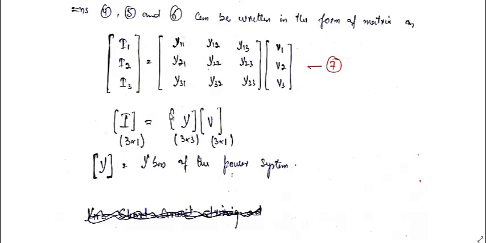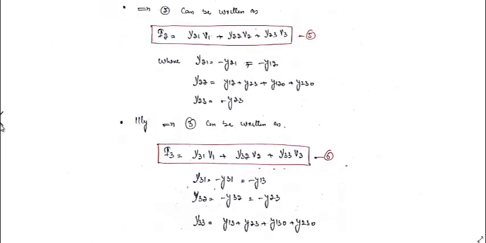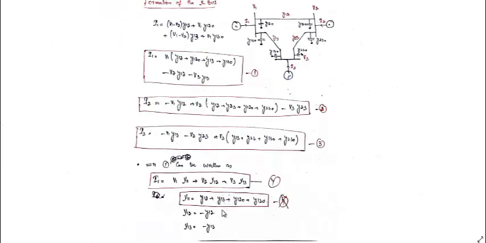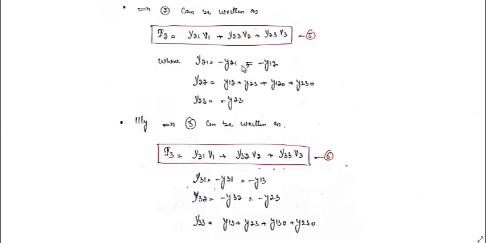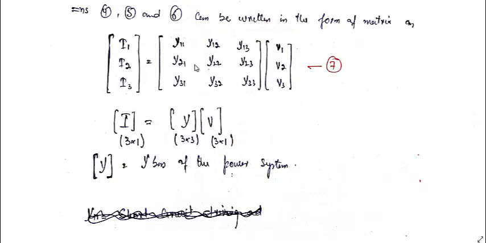Actually we are interested in finding this Y bus. So Y bus is nothing but Y11, Y12, and so on, like this, and it is defined by these 9 equations: first these 3, then these 3, and then these 3 equations, and in compact form it is written like this.